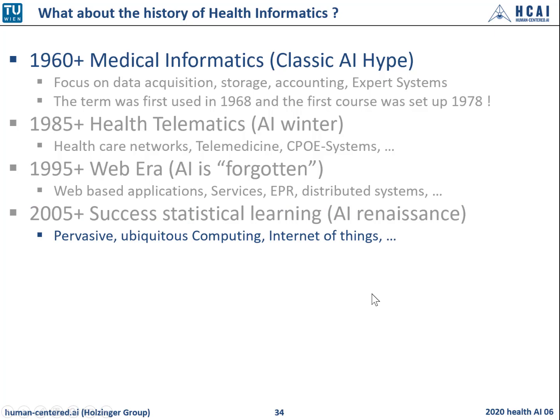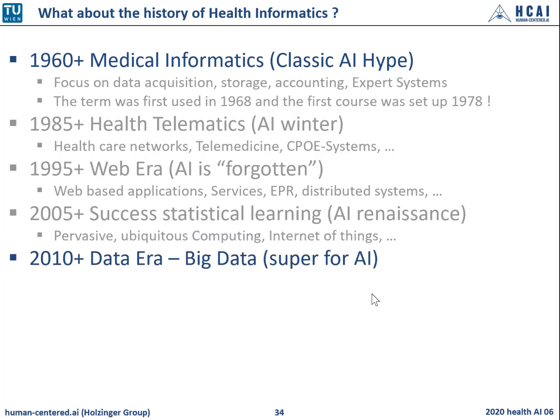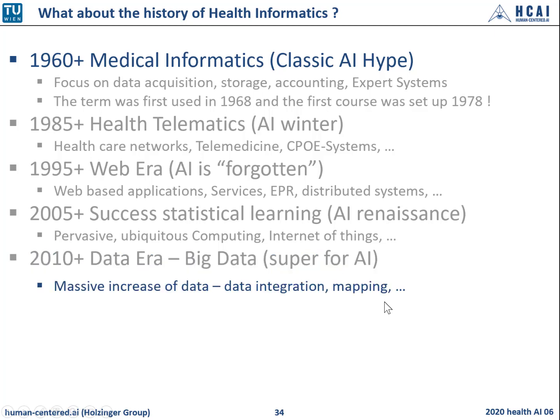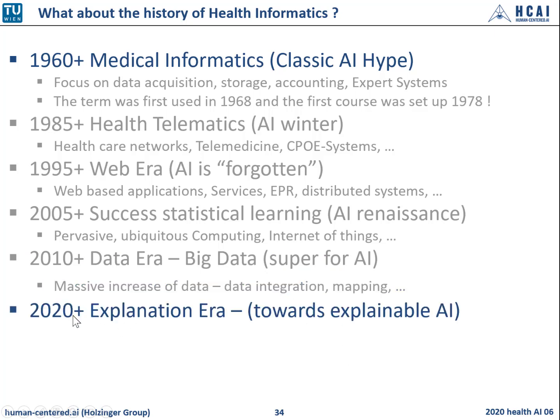And also pervasive, ubiquitous computing, Internet of Things. And then 2010, where more and more data was made available, so big data. And big data, you know, is super for machine learning, super for AI. So this accelerated the success in AI. Massive increase of data, but the challenge is here in data integration, data fusion, data mapping, and so on. And then we have today the area of explanation, towards explainable AI.